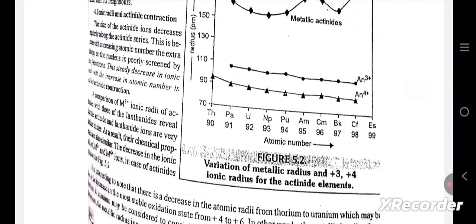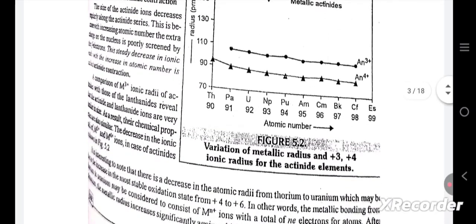Ionic radii and actinide contraction. The size of the actinide ions decreases along the actinide series with increasing atomic number. The increasing charge on the nucleus is poorly screened by the electrons.